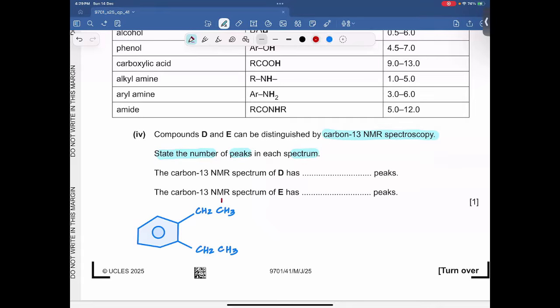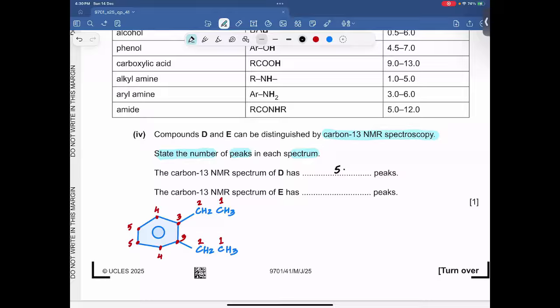See, both these carbon atoms have the same chemical environment. Both these carbon atoms have the same chemical environment. Both these carbon atoms have the same chemical environment. And these two carbons also have the same chemical environment. So technically we have 5 peaks in D.